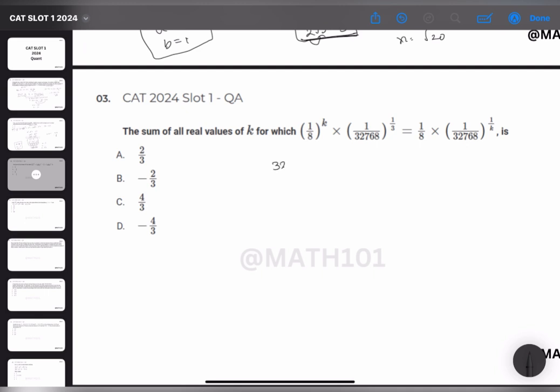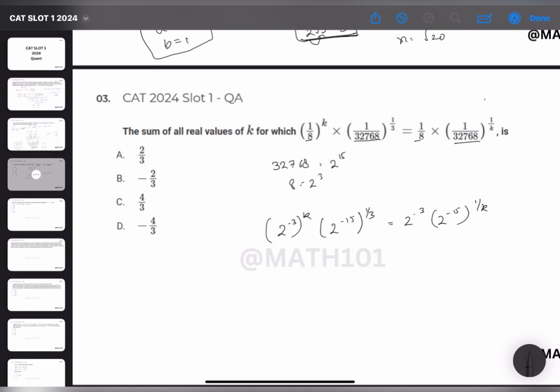So notice that 32768 is equal to 2 to the power of 15. And 8 obviously is 2 cubed. So we'll replace all these terms in terms of 2 to the power whatever it is. So 1 by 8 is 2 to the power minus 3, to the power of k, into 2 to the power of minus 15 to the power of 1 by 3 equals 2 to the power of minus 3 into 2 to the power of minus 15 to the power of 1 by k.